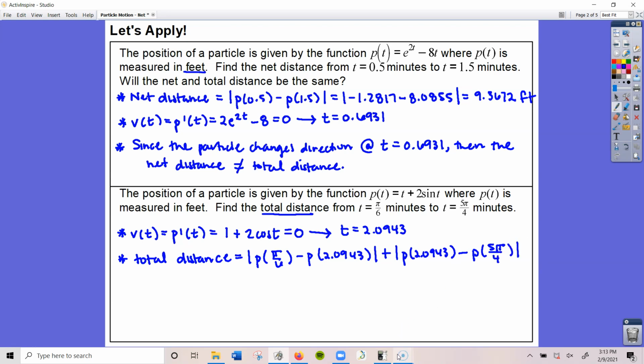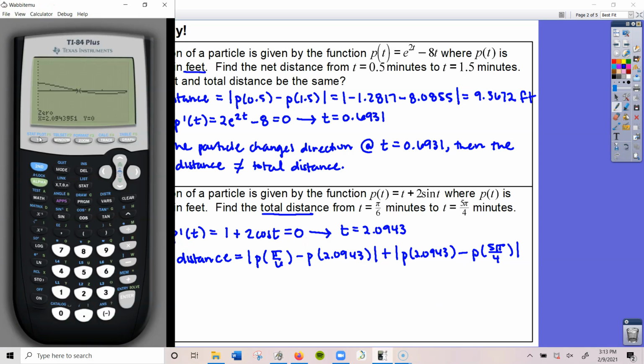So now I'm going to go back to my calculator. I'm already done with my derivative, so we can actually clear this out. And now we're going to graph the actual position function. So here we go. X plus 2 sine x. Enter, and now let's graph it. So we're going to go to the second calc menu and get the value. And we're going to put second pi divided by 6. And now we get the actual value, 1.5235.